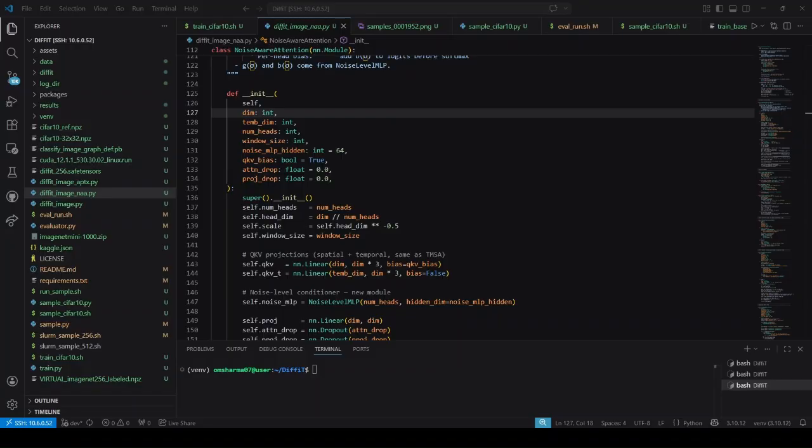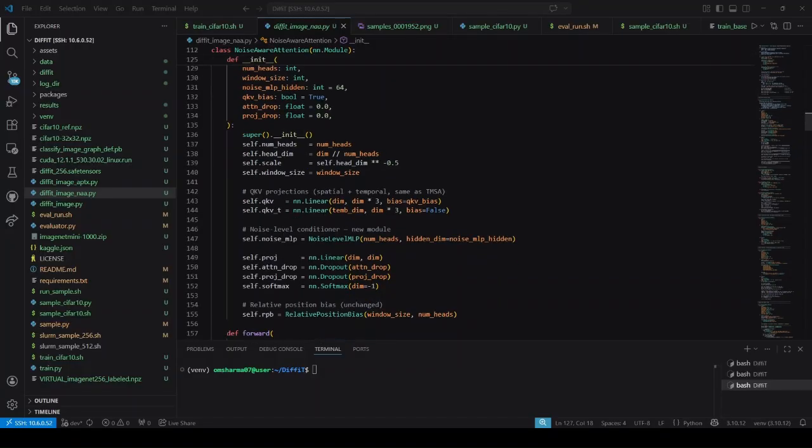The motivation is this: TMSA conditions attention on the time embedding, which is an indirect representation of sigma. So the model has to learn through training that high sigma means broad attention and low sigma means sharp attention. I wanted to make that inductive bias explicit. So here's how the NAA works. I added the noise level MLP.